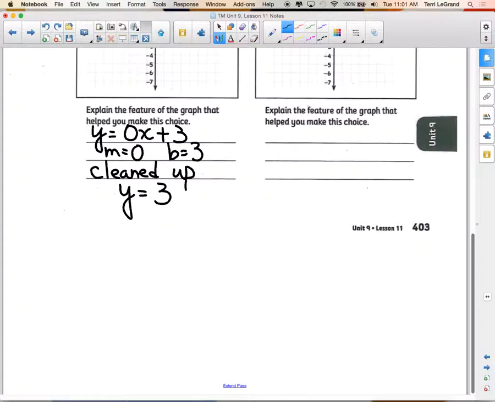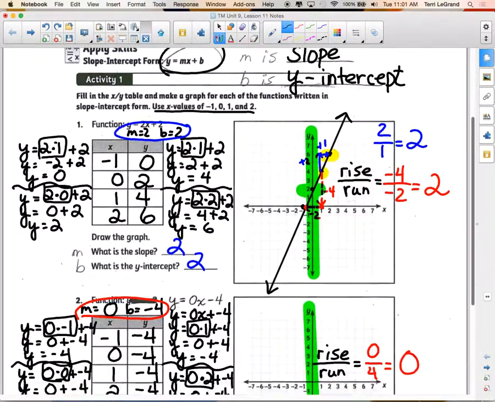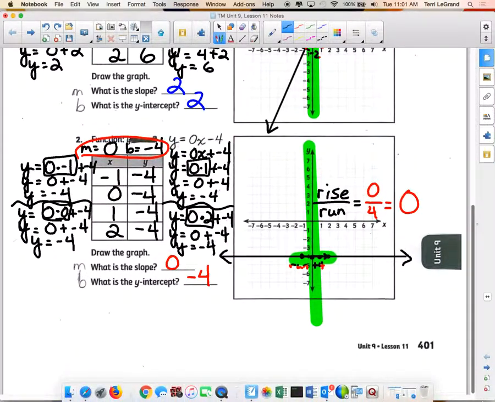Here's what they're saying. If you made a table for this, all the y's would equal what? What would all the y's equal? 3. In fact, remember back here when we did the graphing one over here? Look at this one. All the y values were -4. And look at what kind of an equation we had. We had y equals 0x minus 4.